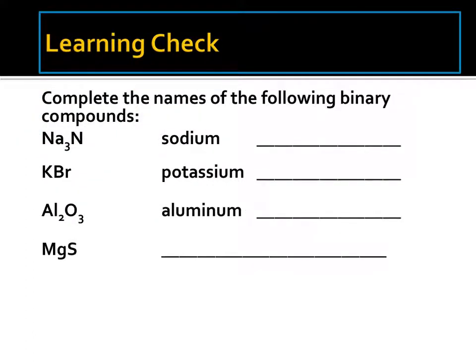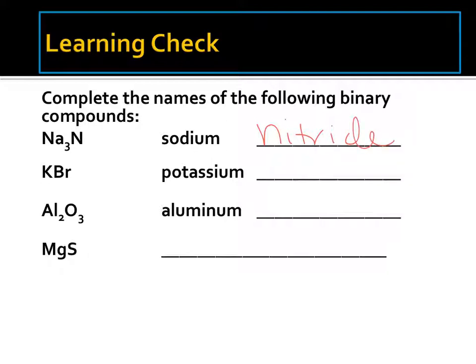So fill these out and think them through in your head. Okay, so I'm going to start writing the answers. So Na3N: Na is sodium, doesn't need any Roman numeral. N is the ion of nitrogen, so it's nitride.